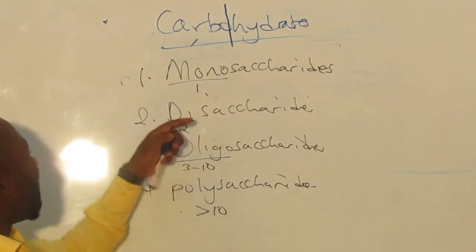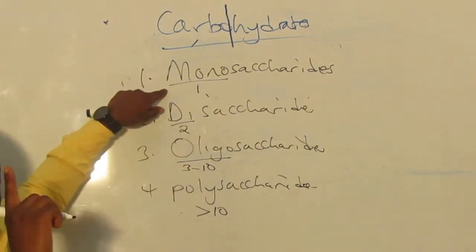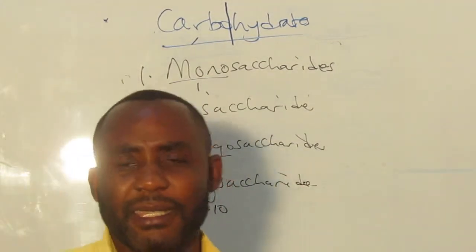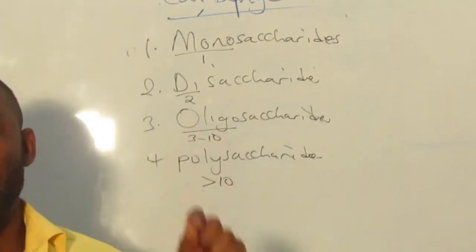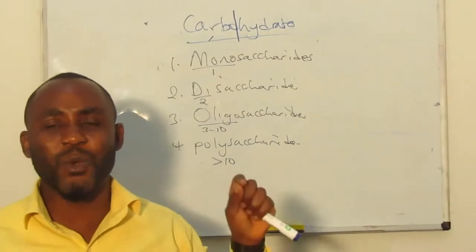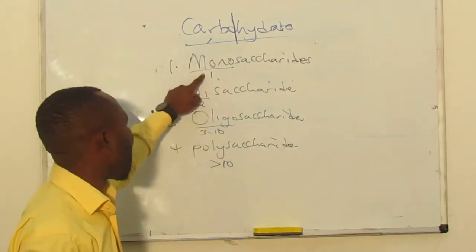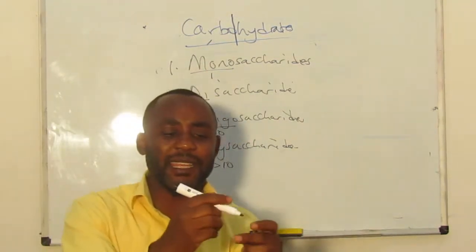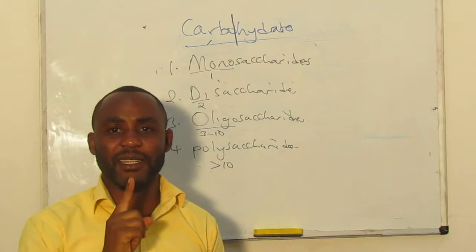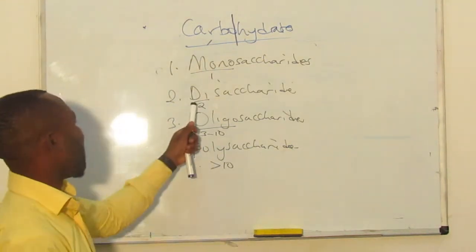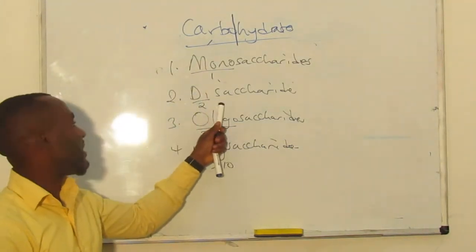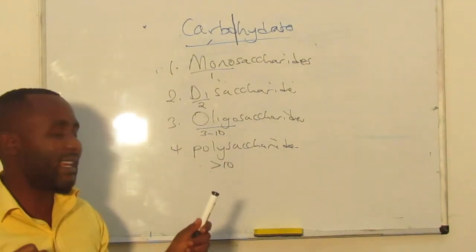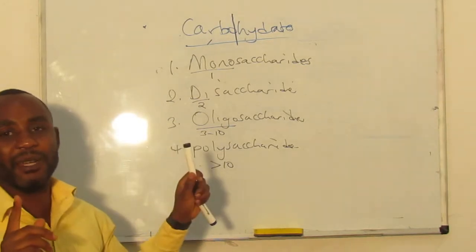So when you have a single sugar, it cannot be broken down by any simple means. It is the simplest carbohydrate. That is what we refer to as a monosaccharide. But sometimes a monosaccharide can combine with another monosaccharide, then they are 2, making one structure. Because they are 2, that's when we refer to them as disaccharides. If you have 3 to 10, we call them oligosaccharides. Then more than 10, polysaccharide.